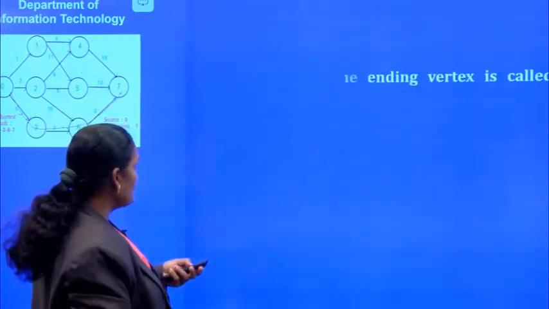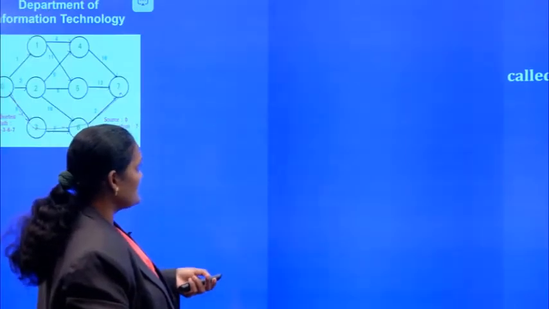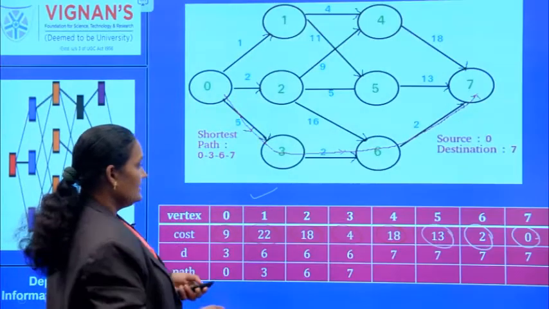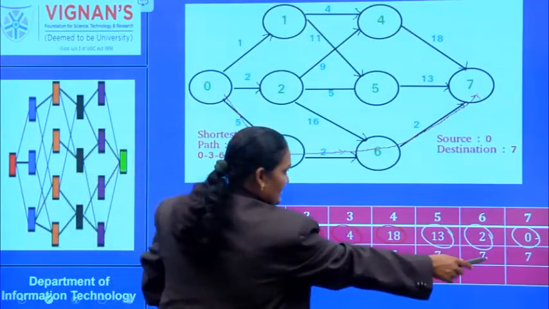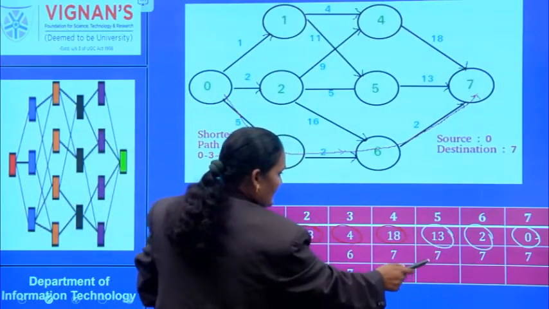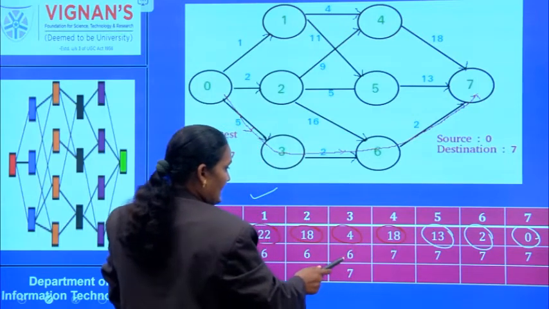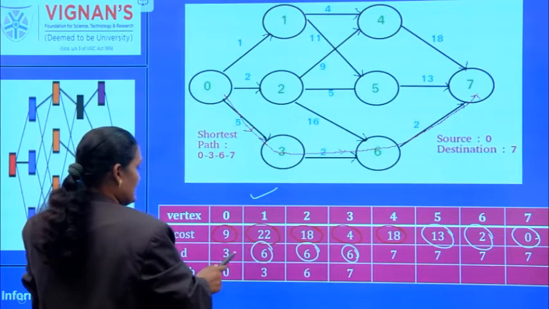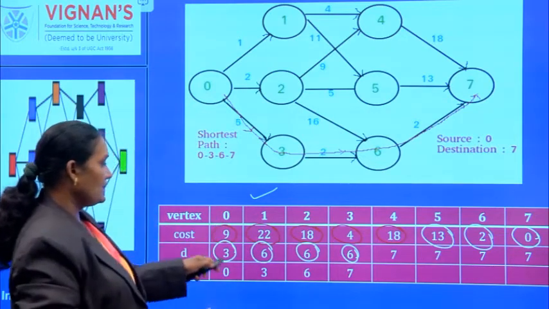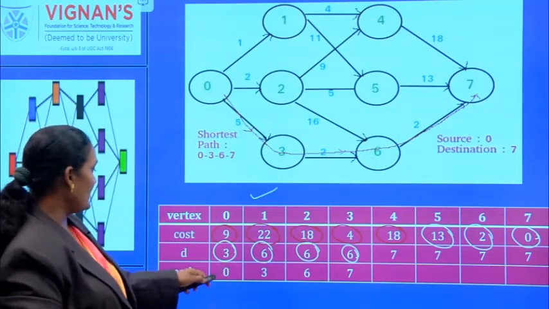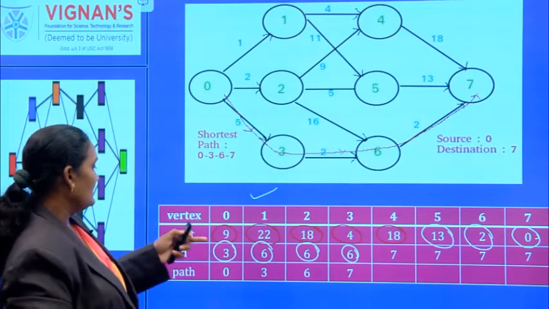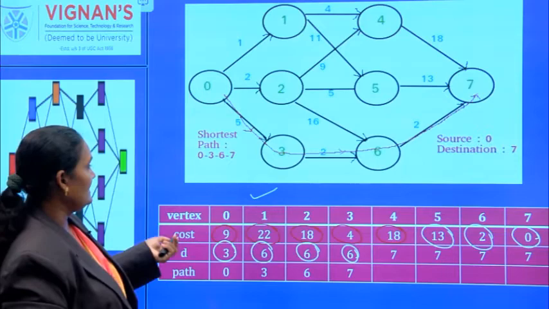Let us observe these values, how I have written these values in the table. See the table here, d of 7 is 7, d of 6 is 7, d of 5 is 7, d of 4 is 7 and d of 3 is 6, d of 2 is 6 and d of 1 is 6 and d of 0 is 3. So next, see the path, how to calculate the path. Let us see the algorithm, how to calculate the path.